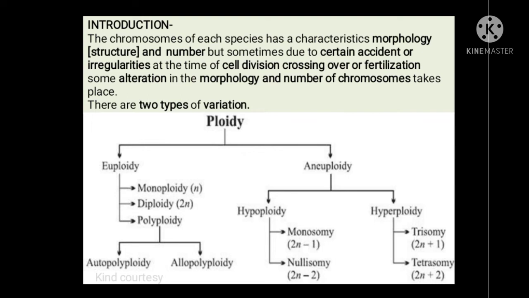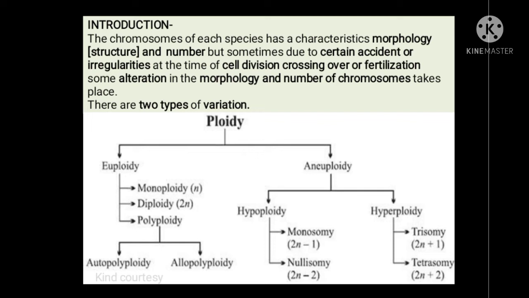The chromosomes of each species have a characteristic morphology, that means the structure and number, but sometimes due to certain accidents or irregularities at the time of cell division or crossing over or fertilization, some alterations in the morphology and number of chromosomes take place. There are two types of variations. First of all, we will see the ploidy.